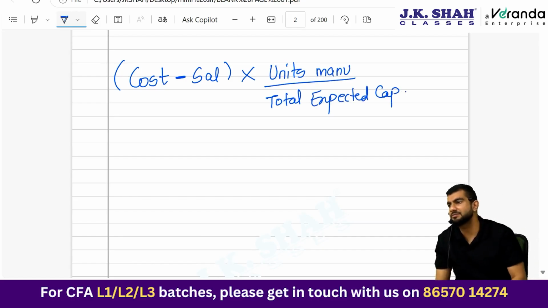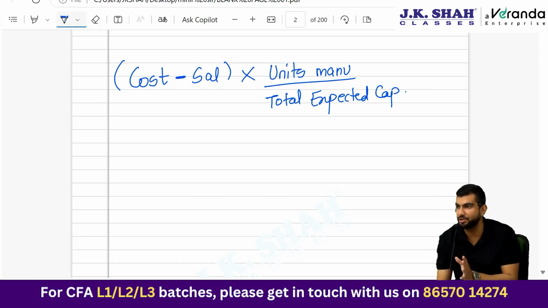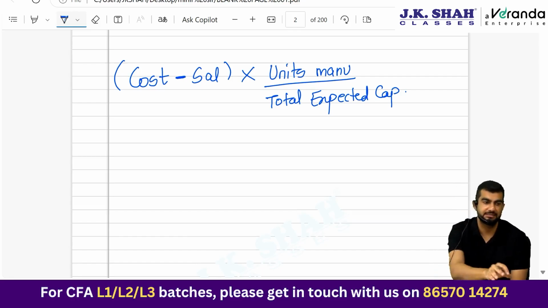Yes, it can be in terms of number of units, or in terms of number of hours machinery used in the current year in the numerator upon total expected hours of the machinery in the denominator. This is what the units of production method is. Okay, depreciation is for what? Tangible assets.